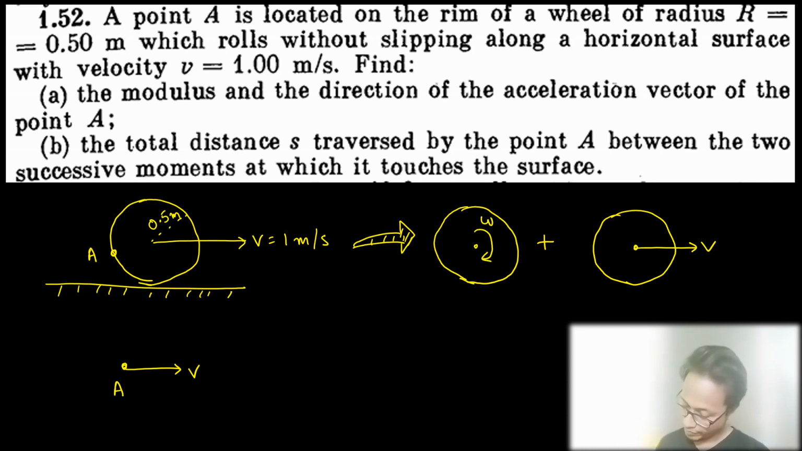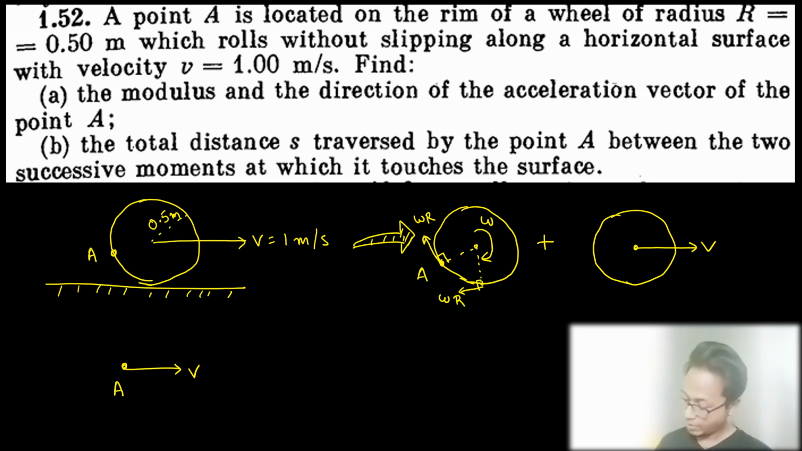For the rotational component, point A was out here. What is the velocity of this point A? I know that the velocity of this point is 0. The velocity of this point due to the rotational component is omega r. Velocity of this point A is equal to omega r in this direction, and all these velocities are normal to the radius.